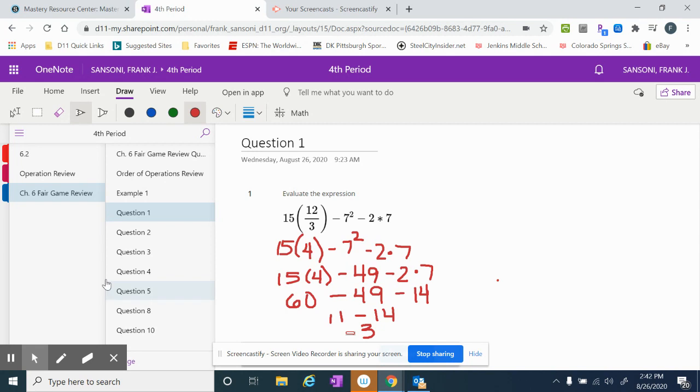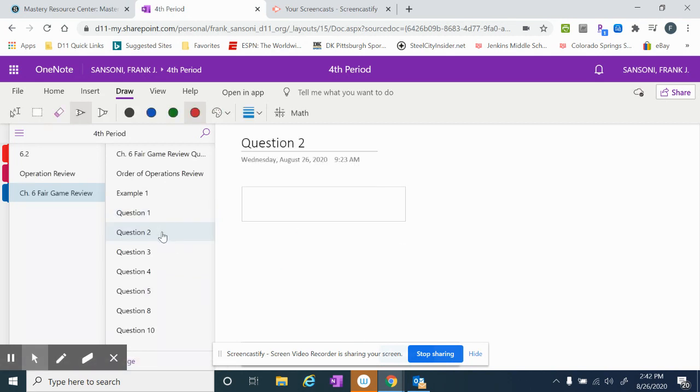Okay, same thing with number 2. I want you to evaluate that expression. So if you see evaluate, it means the same thing as solve. So I want you to evaluate that expression. I want you to solve this on your own. As soon as you have solved it and you feel like you're correct, then I want you to unpause and see if you have the correct answer.